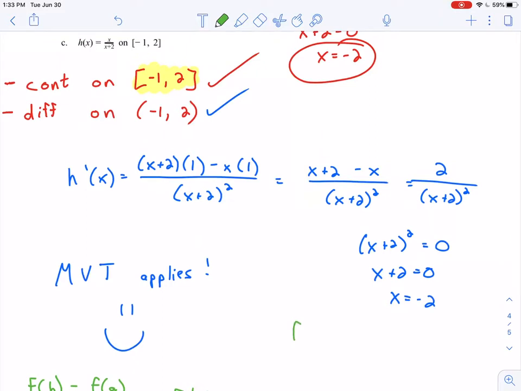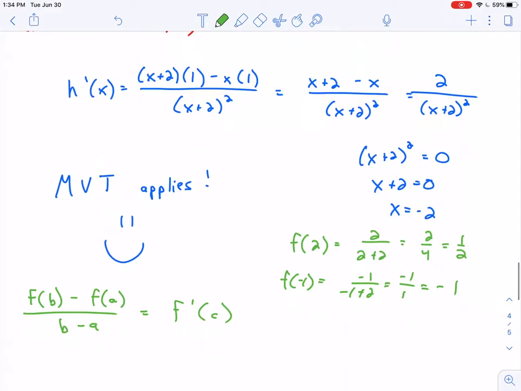So let's look at f of 2. f of 2, this is 2 over 2 plus 2. This is really 2 over 4. This is 1/2. f of -1, this is -1 over -1 plus 2. This is -1 over +1, gives me -1.